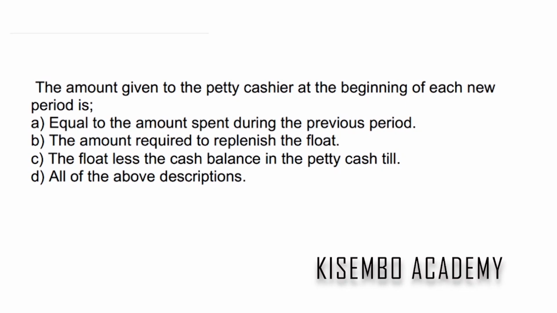The amount given to a petty cashier at the beginning of each new period is... Now remember that a petty cashier is given a fixed amount of money at the beginning of every new period, and that fixed amount of money is what we call float. So when the cashier spends money, the money spent during the period is supposed to be added back, or they're supposed to give that cashier that money back. That kind of money is the reimbursement, right?